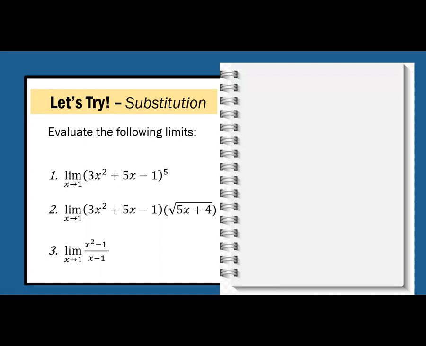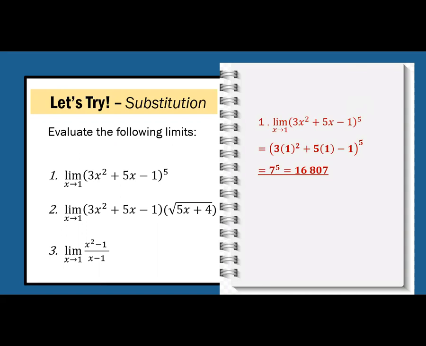minus 1, all raised to 5, as x approaches 1. So what we will do is we substitute 1 to all the x's in our function. So we'll have 3 times 1 squared plus 5 times 1 minus 1, all raised to 5. Simplifying, we'll have 7 raised to 5, and that would be equal to 16,807.